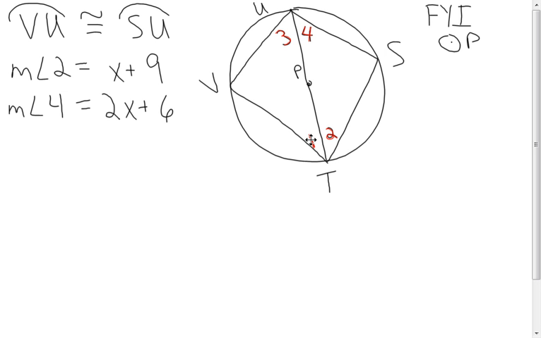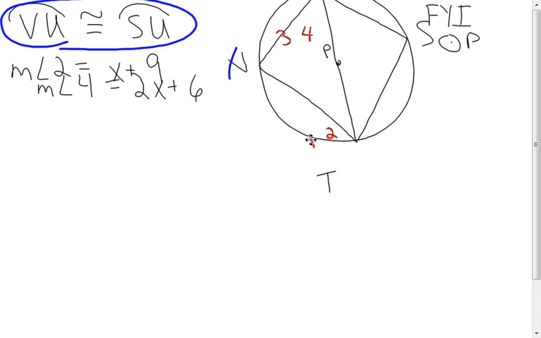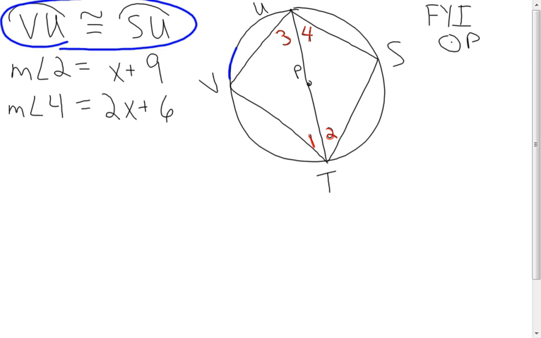Now I'm going to mark up my picture, and I'm going to start with this piece right here. It tells me that arc VU and arc SU are congruent. Let me try this again. So we have arc VU and arc SU, and I know these two arcs are congruent. I'm going to mark that. The other thing I know is the measure of angle 2 down here is x plus 9 degrees, and the measure of angle 4 is 2x plus 6.